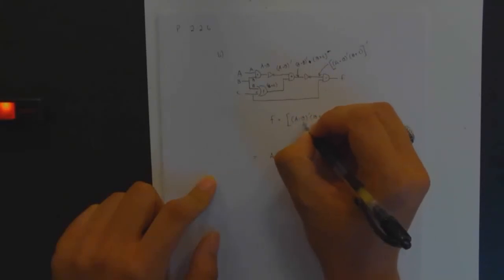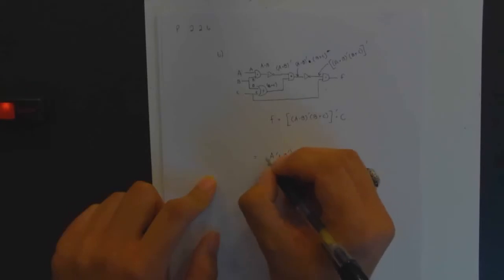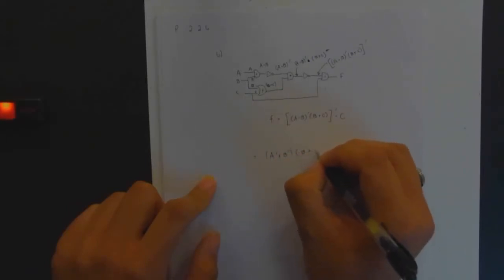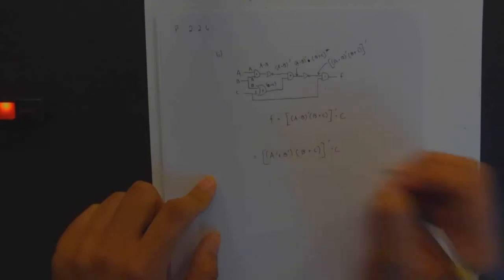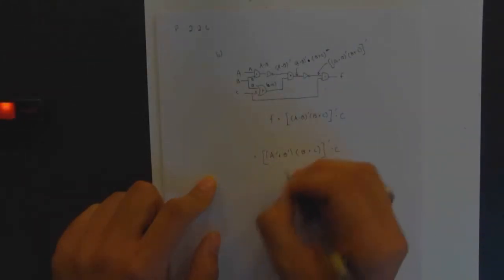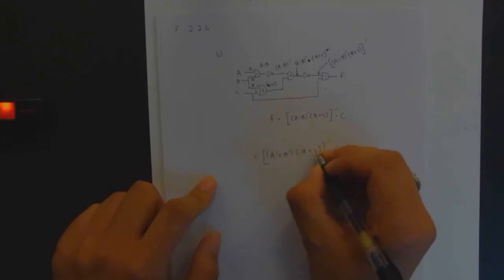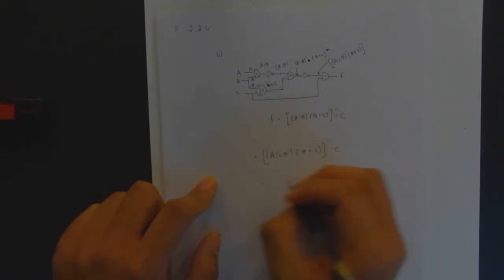All right. Now we're going to start the simplification. A naught. So applying De Morgan's to this one, and then moving this one in.